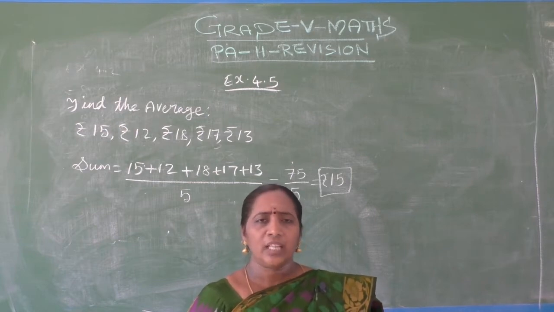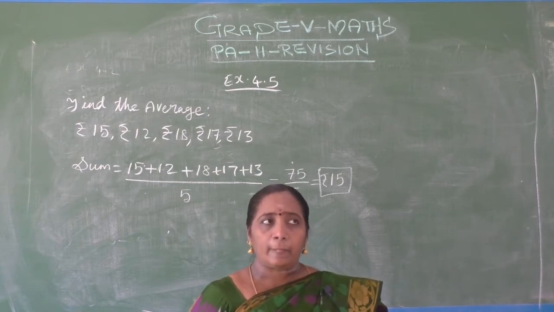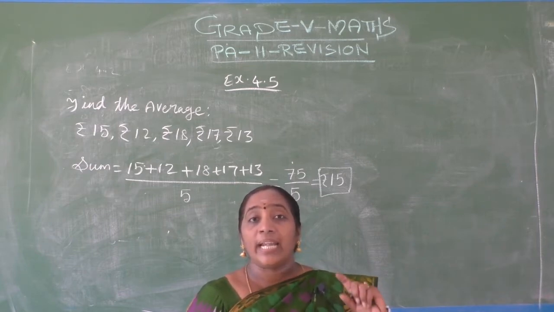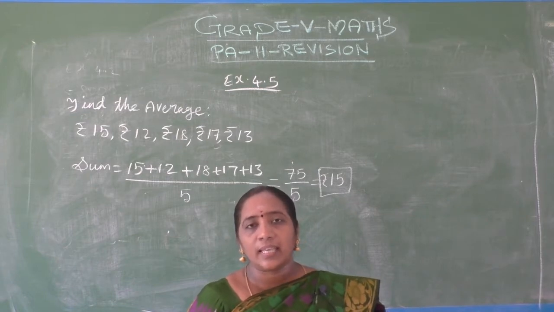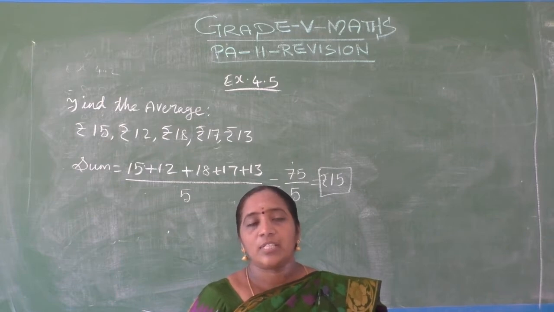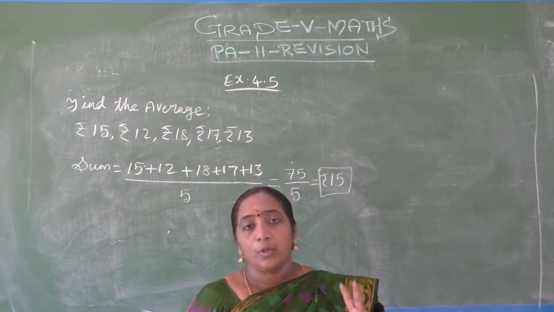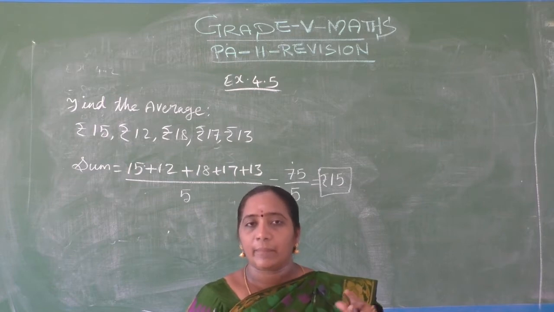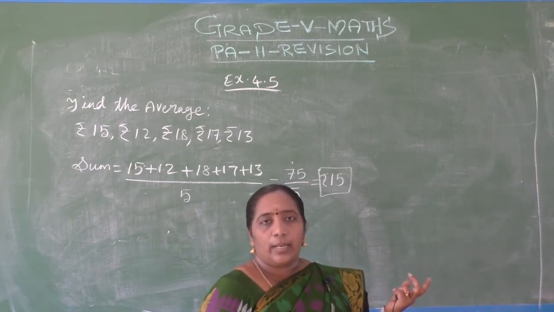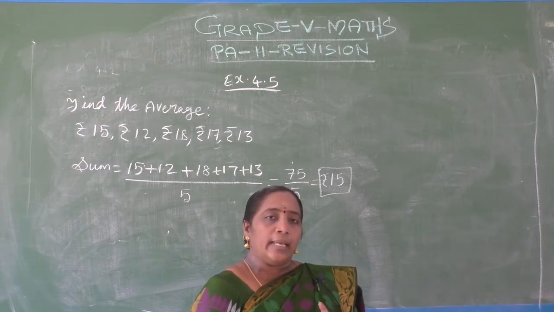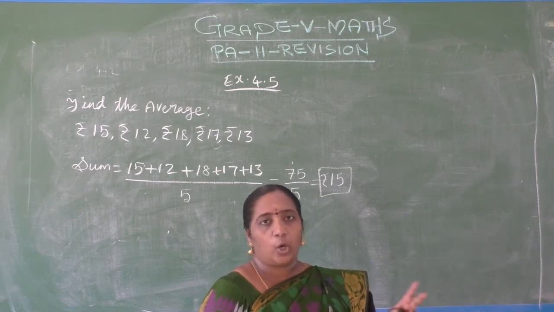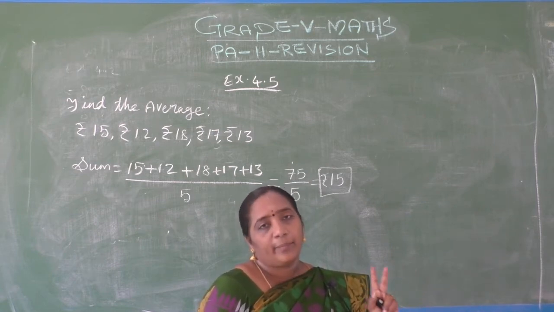Then which is the only even prime number? 2 is the only even prime number. The remaining prime numbers are odd numbers only. Because 2 has only 2 factors, 1 and 2 only. Is it or not? So that's why we call 2 the only even prime number.